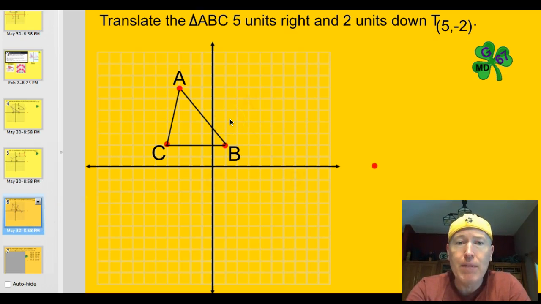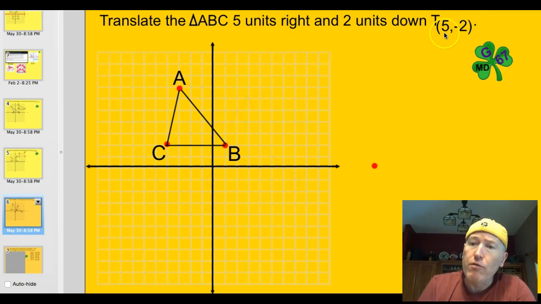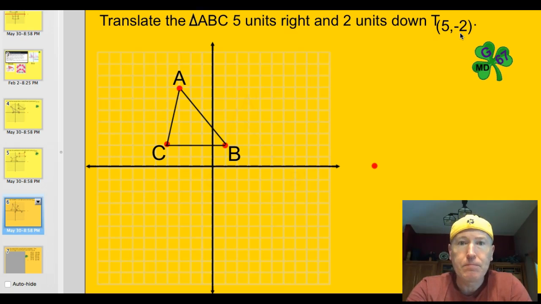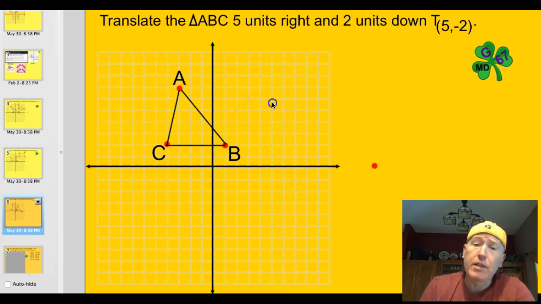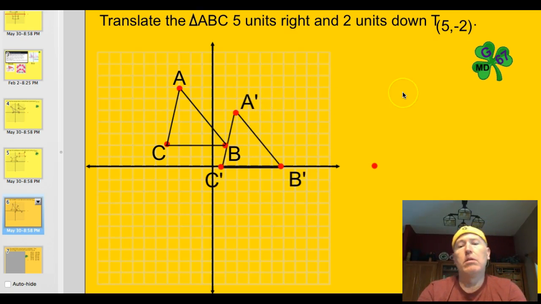Translate triangle ABC 5 units right and 2 units down, or 5 right, 2 down, -2. Go ahead. Oh, sure. All right, if you did it right, it's going to look like this. Kind of overlap there. A prime, B prime, C prime.